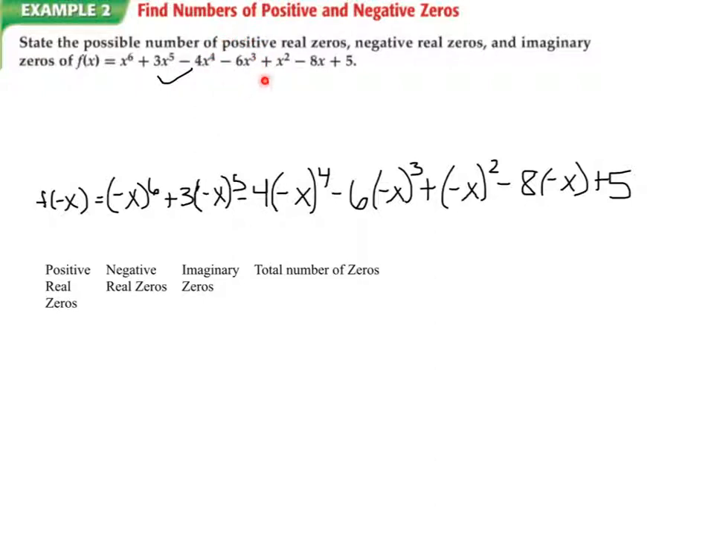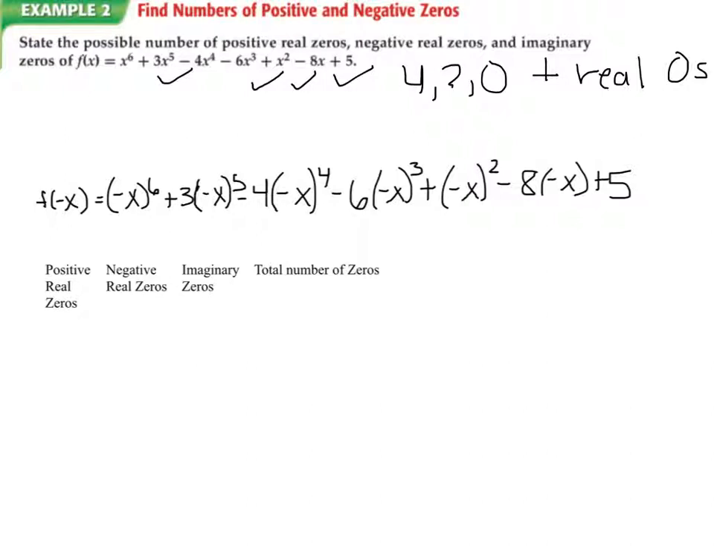Then we move from negative 6x cubed to positive x squared. Again, that's another sign change. We're going to put a check for that. Then we move from positive x squared to negative 8x, another sign change. And then we move from negative 8x to positive 5. So again, another sign change. So that's going to be 4 sign changes that we're looking at. And we know that since there are 4 sign changes, there are either 4, 2, or 0 positive real zeros. So I'm just going to mark that down. 4, 2, or 0, positive real zeros.